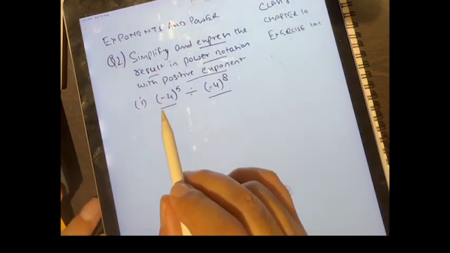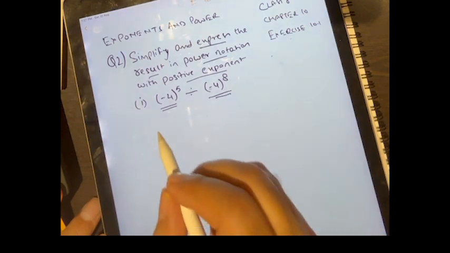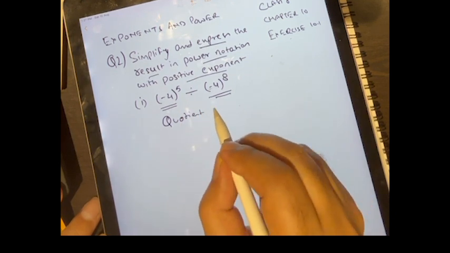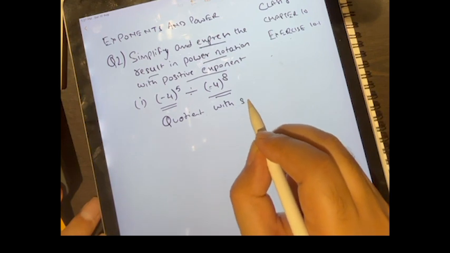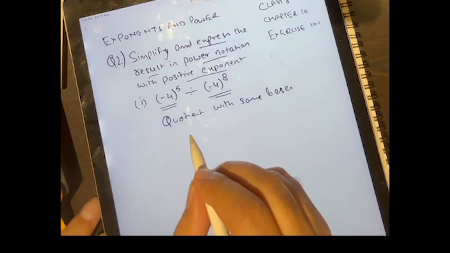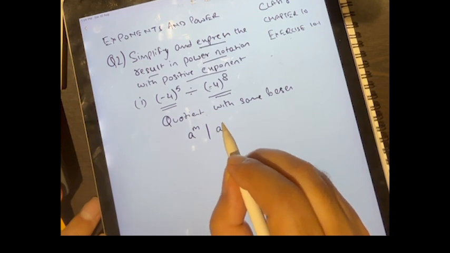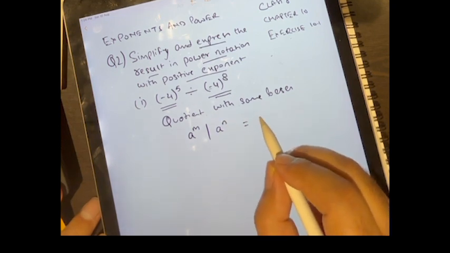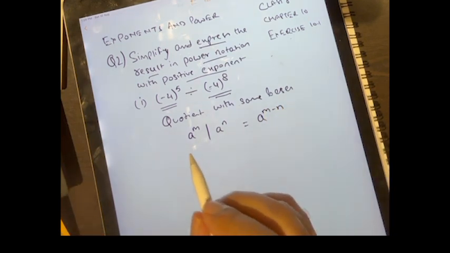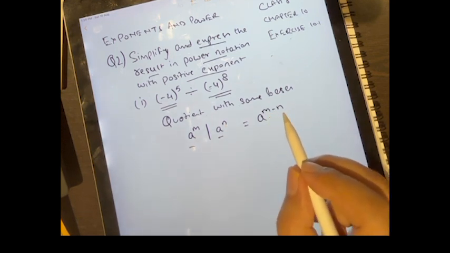So looking at the question, we have 2 same bases over here, and we will use the law called quotient with same bases. What does this basically suggest is that if you have the same bases, which is a raised to the power of m divided by a raised to the power of n, then you can do a raised to the power of m minus n. So you have same bases with different exponents, and then you can do the subtraction here.